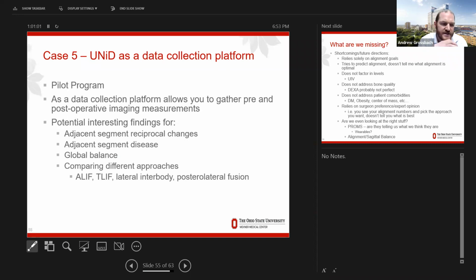I think the interesting things to look at are adjacent level reciprocal changes. Does that lead to adjacent level disease? What happens to global balance over time? And then comparing different approaches: ALIFs, TLIFs, laterals, posterolateral fusion. One of our recent papers looked at different cage types. We looked at bullet and steerable banana cages for TLIFs.